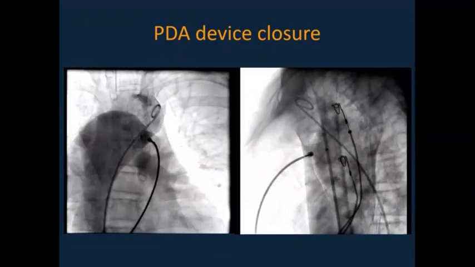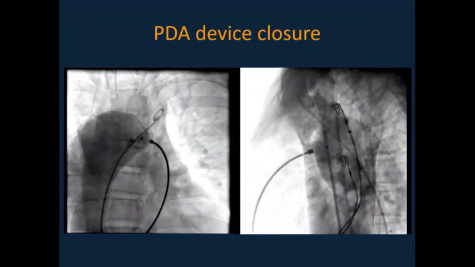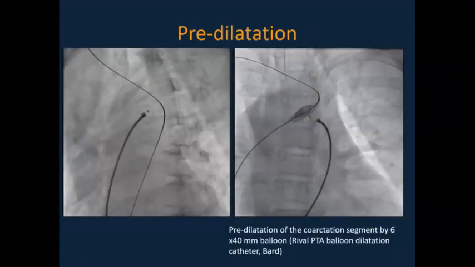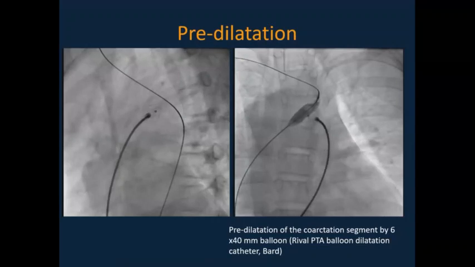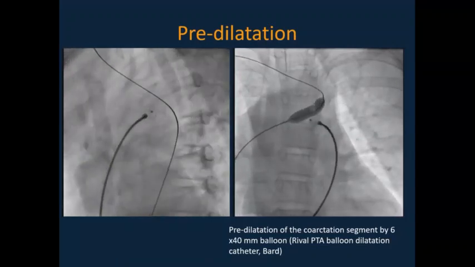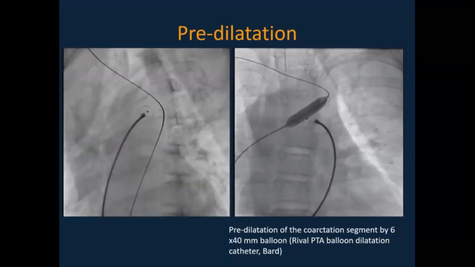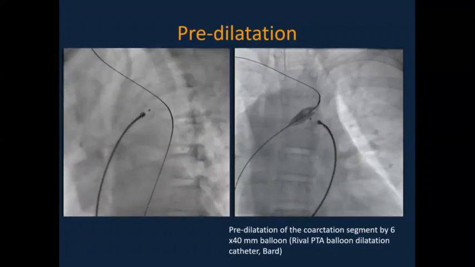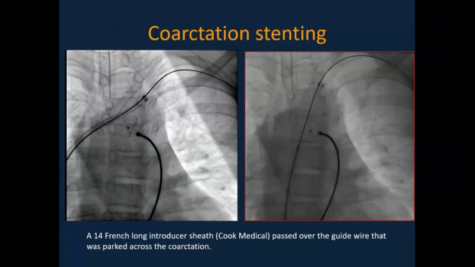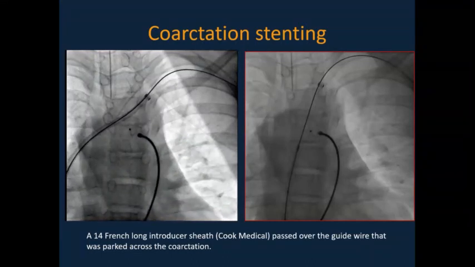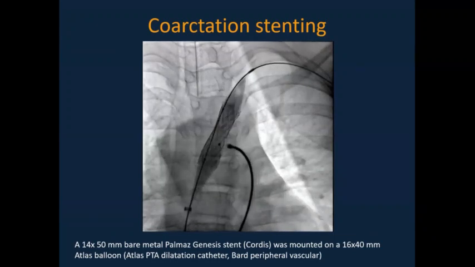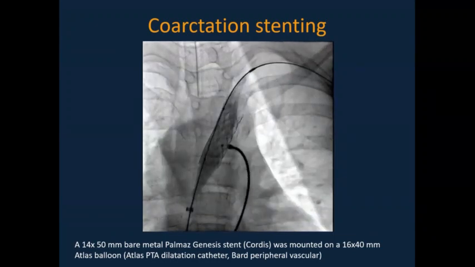So the next step was to predilate this with a balloon, because I was unable to pass a 14 French Mullins sheath over this in spite of having a rail. So we predilated this with a 6 by 40 mm PTA balloon. Once we did that, I passed a 14 French long introducer sheath from Cook, and then we proceeded with stenting this part. We deployed a 14 by 50 millimeter bare metal Palmaz Genesis stent, which was mounted on a 16 by 40 Atlas balloon.